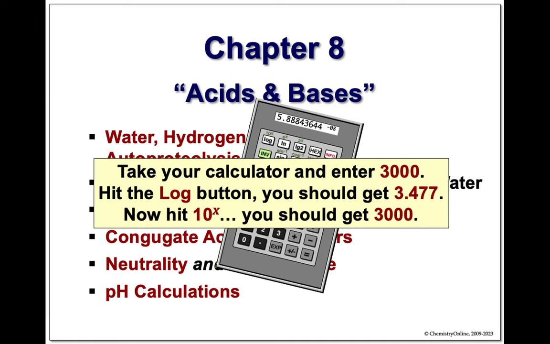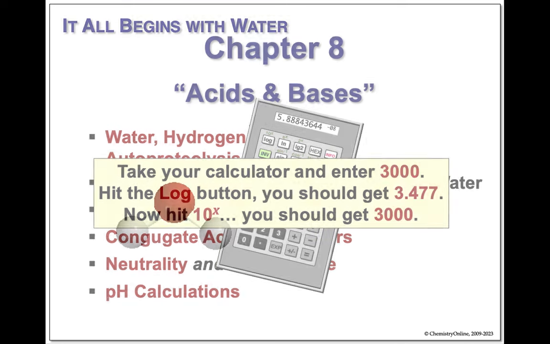Type in 3000. Hit the log button. You should get 3.477 plus some other digits. Then find the 10 to the X while this is still at the screen. Hit 10 to the X and you should be back at 3000. Any questions?